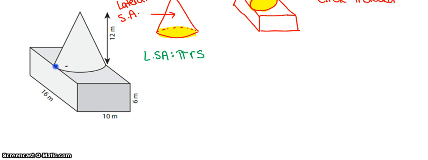So this cone stretches from edge to edge of the rectangular prism. And if this length is 10 here, then this length is 10.